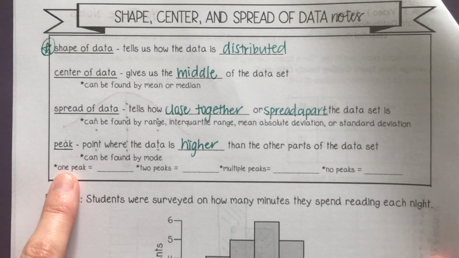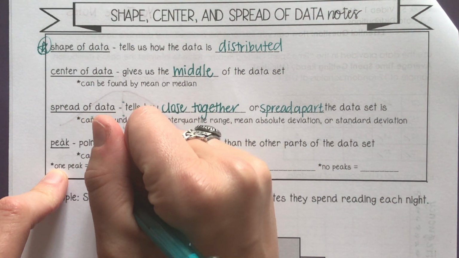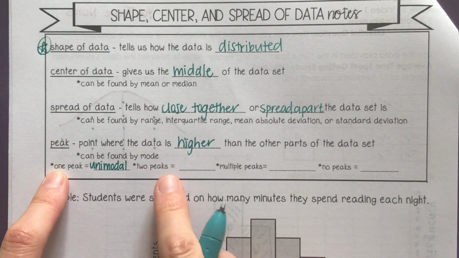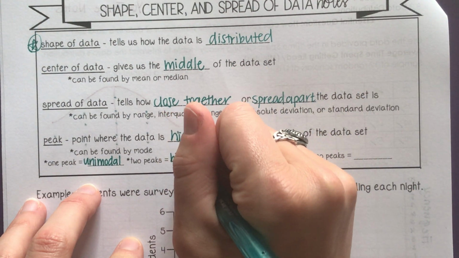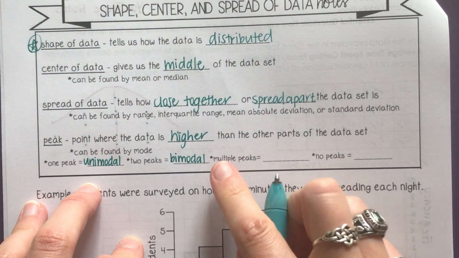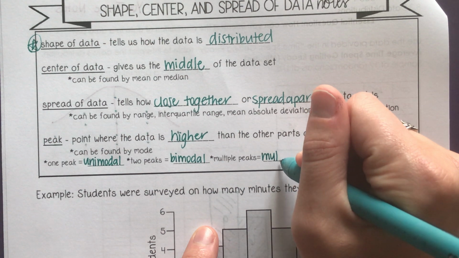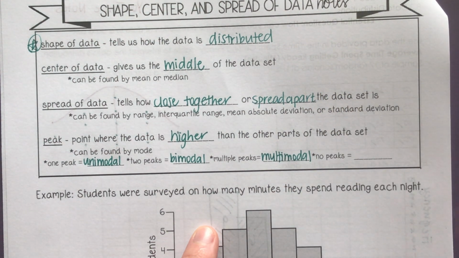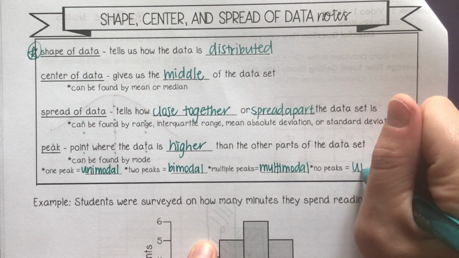So if it only has one peak, it is called unimodal. If I have two peaks, it's called bimodal. Multiple peaks, so any more than two, it's just considered multimodal. Multimodal, that's a fun word. And if it has no peaks, it's considered uniform data.